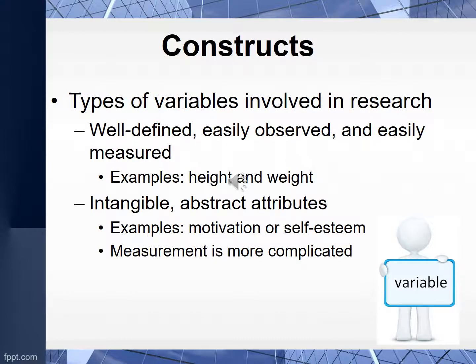Constructs. Types of variables that are involved in research are well defined, easily observed, and easily measured. Some examples include height and weight. There are also intangible abstract attributes. Examples of these kinds of variables include measuring motivation or self-esteem. In these instances, measurement is more complicated.